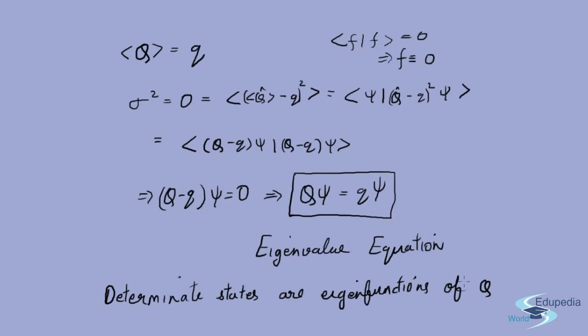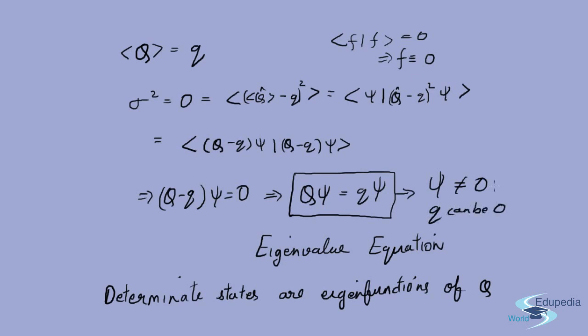So now, if you have a particle in a state such that the measurement of energy is guaranteed to give you a particular value, it is in a determinate state of energy, then the state will be an eigenfunction of the energy operator, and the measured value will be the eigenvalue of that particular eigenfunction. Right. Also, one thing I'd like to mention, psi has to be non-zero, but q can be 0.